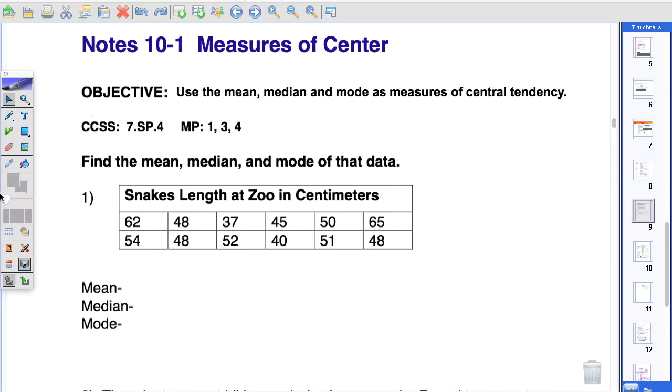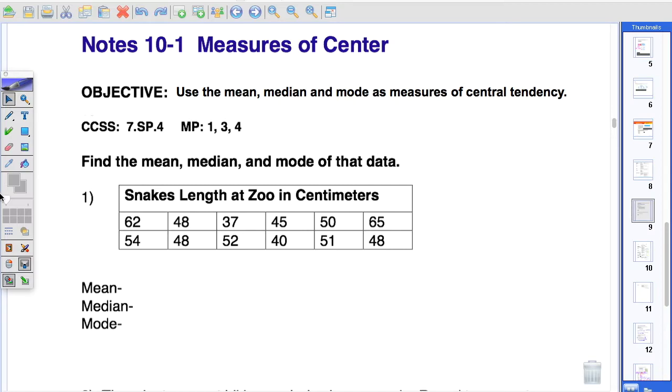In the table, we have the snakes' lengths at the zoo in centimeters. We have 12 pieces of information, and this is all about the length of the snakes. So we have 62.5, 48.4, 48, 37.5, 45.4, 50.5, and 65.4.